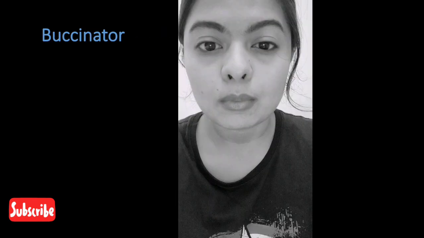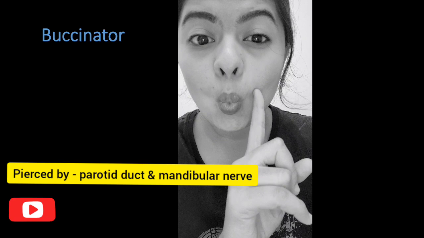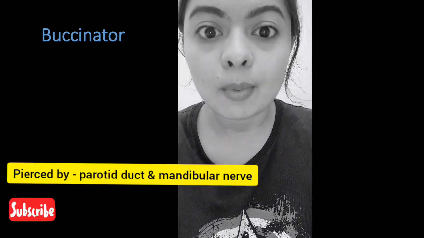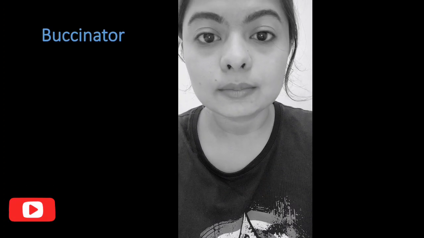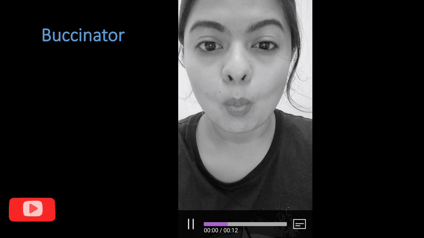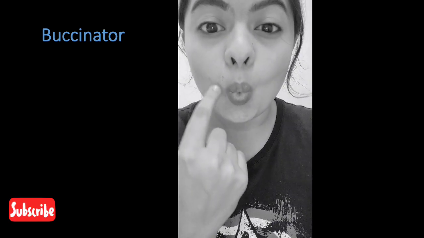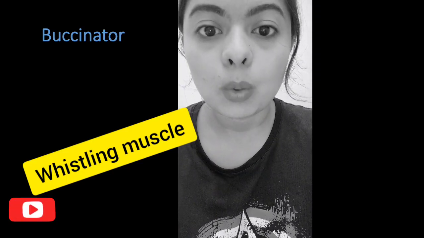Now coming to the buccinator muscle, which is the muscle of the cheek. It is pierced by the parotid duct and the buccal branch of the mandibular nerve. This is very important: two structures, the parotid duct and the mandibular nerve. Now what does buccinator do? It flattens the cheek against the gums and teeth, and it prevents accumulation of food in the vestibule. This is the whistling muscle.